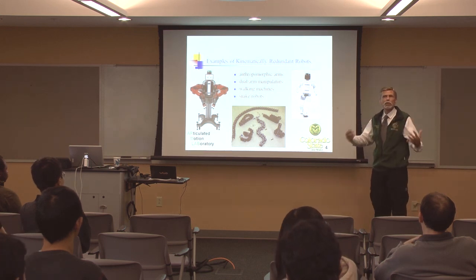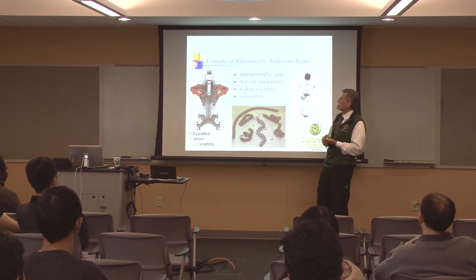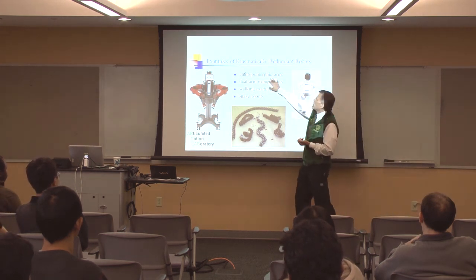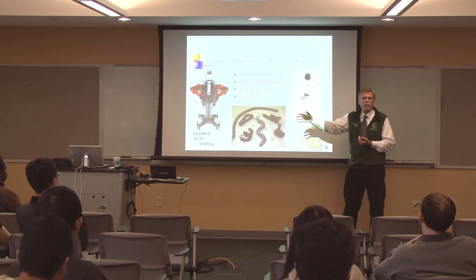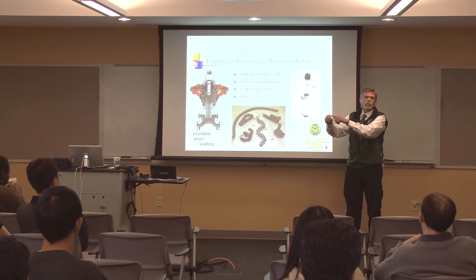Okay. And there's a lot of examples of kinematically redundant robots. In fact, anything that's human-like is going to be kinematically redundant, and most biological mechanisms are human-like. So anthropomorphic arms. My arm, your arm, has 7 degrees of freedom. If you're talking about just positioning the location of your hand, you have 3 joints in your wrist, 3 independent degrees of freedom. You have a joint in your elbow, that's 4.